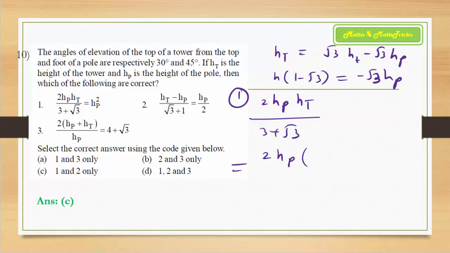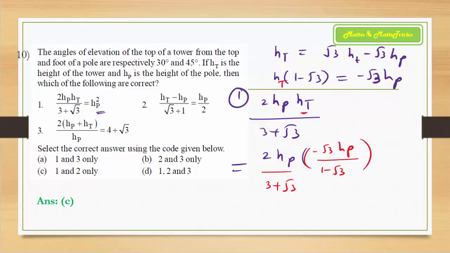It's just a matter of simplification. You have to sit and simplify. So HP as it is I'm writing, because we want the RHS in terms of HP. So the HT value is root 3 HP divided by, you have, 1 minus root 3. And the denominator was 3 plus root 3, so you can take root 3 common there. If you simplify this, root 3 will get cancelled, and it becomes 1 plus root 3 and 1 minus root 3, right?